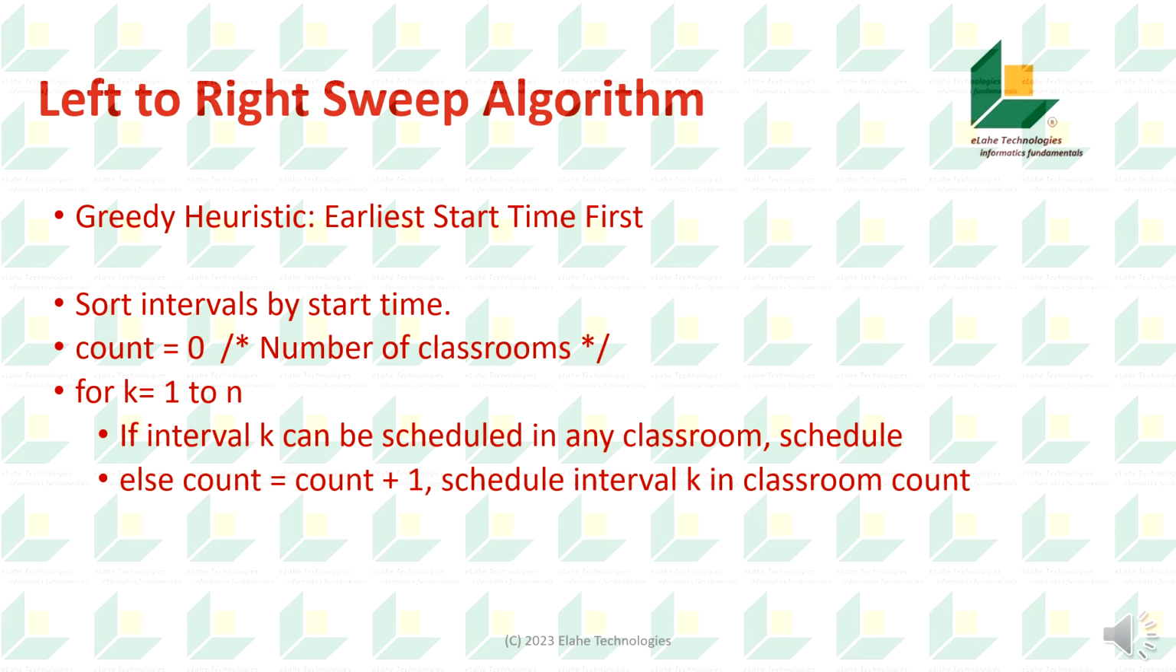Here we have a simple outline of a left-to-right sweep algorithm based on the earliest start time first heuristic. We first sort the intervals based on their start times. If the kth interval can be scheduled without any conflict with any other class in any of the classrooms, we schedule it in the same. Else, we allocate a new classroom and schedule the kth class there. This heuristic yields the optimal solution, allowing us to schedule using the minimum number of classrooms.